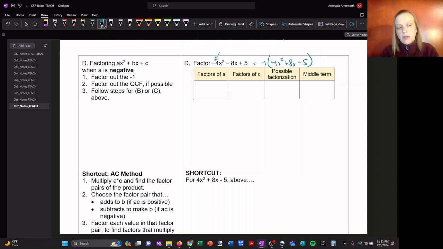So when I factor this polynomial, I'm going to focus on the 4x squared plus 8x minus 5. And then in the end, I will have -1. Need to remember to put the -1 outside the parentheses. So what are my possible factors of A? Well, I could have 1 with 4. I'm going to end up needing to write this a few times like we did with the first example. And then I could have 2 with 2.